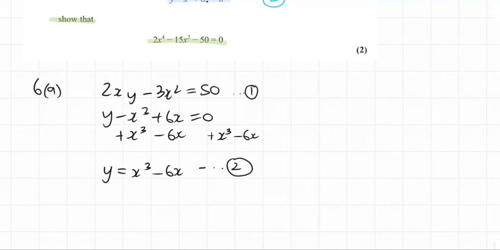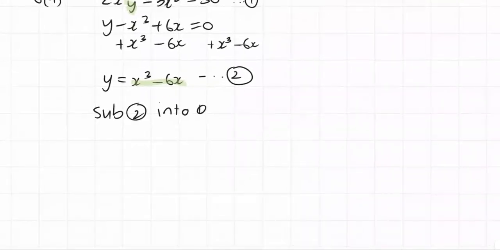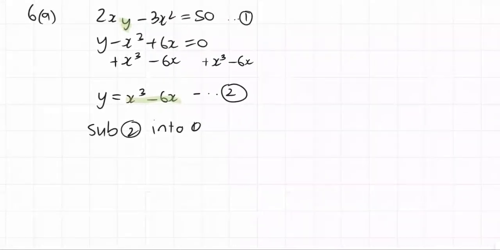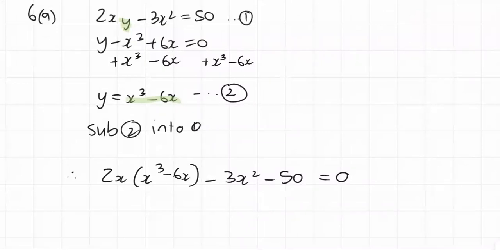That is number 2. So sub 2, wherever you see a y, you're going to put this into 1. So we have, this is our whole y, and we're going to put it inside 1 over there. Sub 2 into 1. So therefore, we have 2x and x3 minus 6x. It's now only in x's. Minus 3x squared. I'm just going to bring the 50 over to the left, equals 0. I'm minus 50 on both sides.